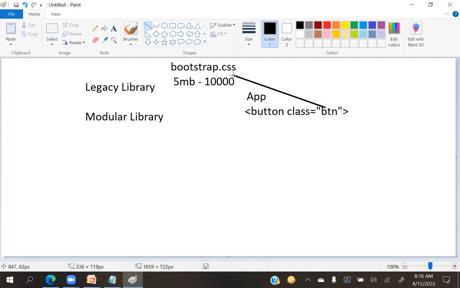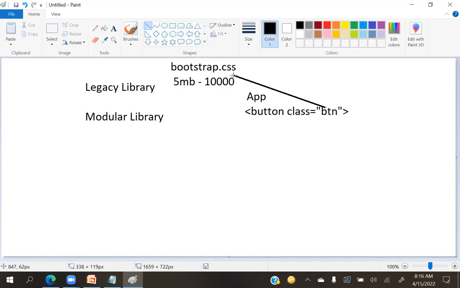Don't you think it is heavy on application? That means you are importing the complete library to use a small feature. This is heavy on application. Modular means it will load only the library which is needed for that situation. Modular means part by part. That means it will load only the library that is required for that situation. That makes applications lightweight. That makes applications faster.